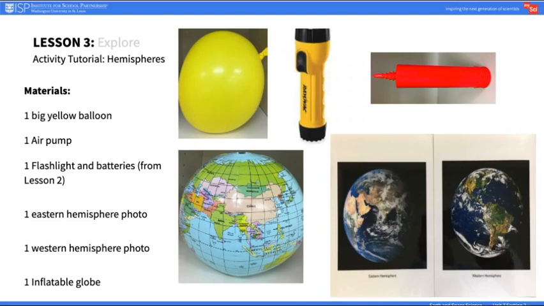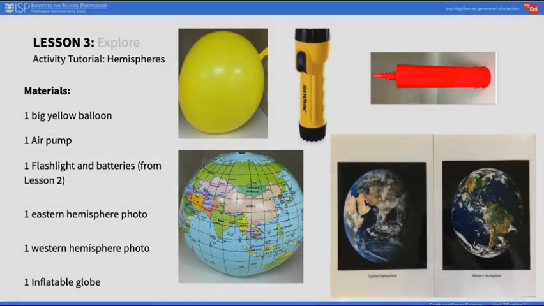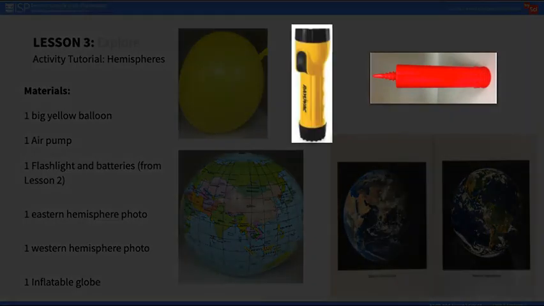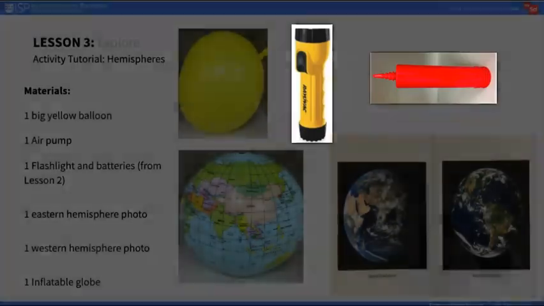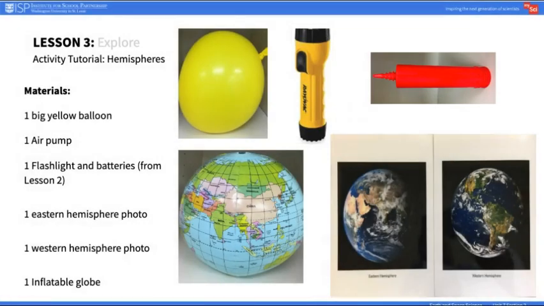The goal of this first activity is for students to understand the sun shines on one hemisphere at a time, making day and night. In the next hemispheres activity, students will use an inflatable globe as a model to represent the Earth. Use the air pump to inflate the globe. You will also need the flashlight to help demonstrate again how the sun shines on different hemispheres at different times.